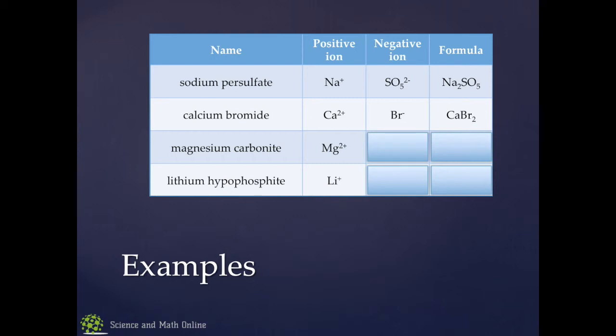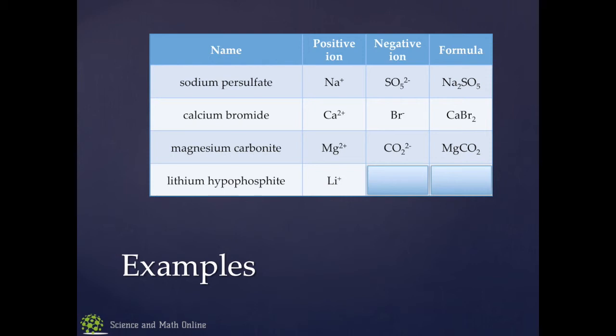Magnesium carbonate. Okay, carbon is outside the box, so it normally gets 3. Carbonate means 1 less, which drops me down to 2 oxygens. Still has a 2 minus charge, and those charges are balanced, so it's just MgCO2.